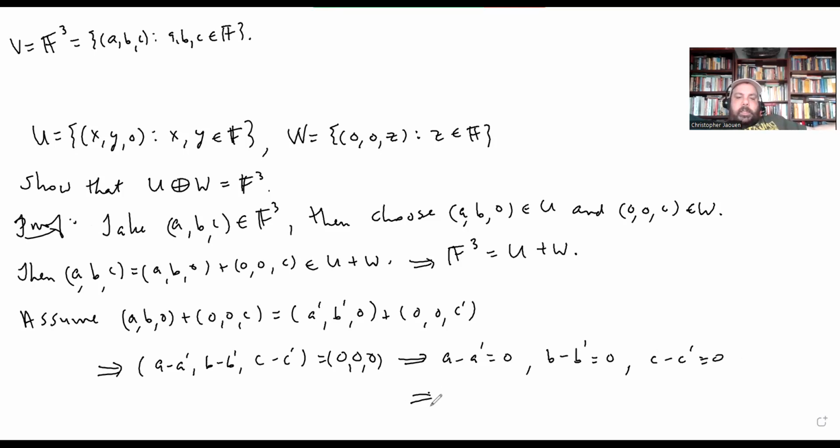Right, which implies that a equals a', b equals b', c equals c'. So we get uniqueness. So that shows that F3 is the direct sum of U and W. All right, going back to the notes now.